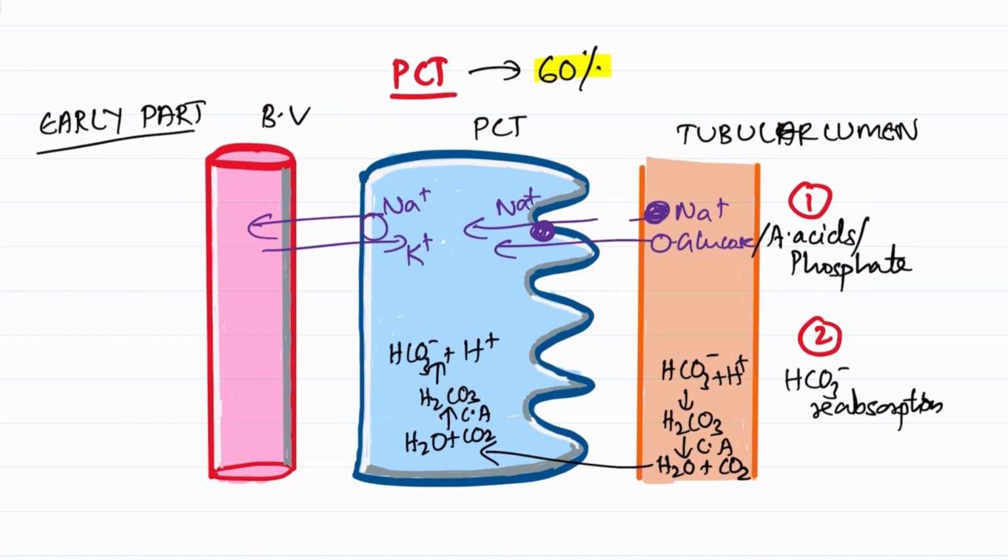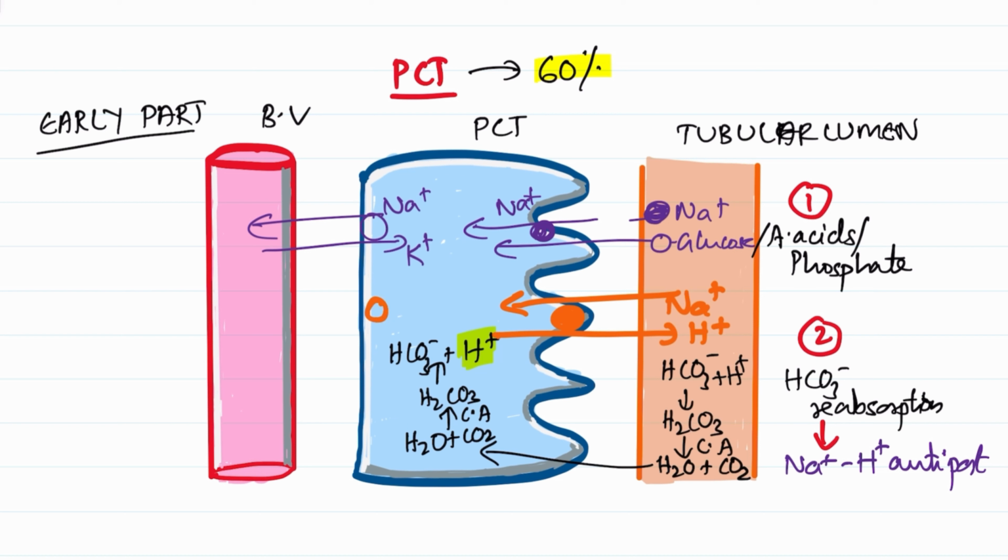Now this H plus that we have here must go back into the lumen, right? For that, this H plus is exchanged with sodium. H plus ions move outside whereas sodium moves inside, that is, in the opposite direction. So this is an antiport. So the second mechanism, or the HCO3 absorption, is via the sodium hydrogen antiport. And this is also a transport mechanism involving the ATPase.